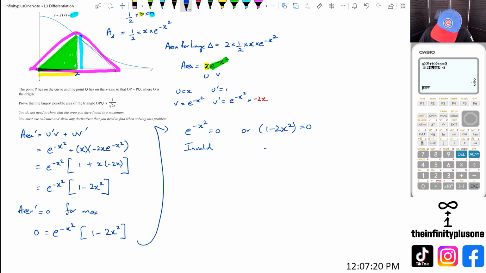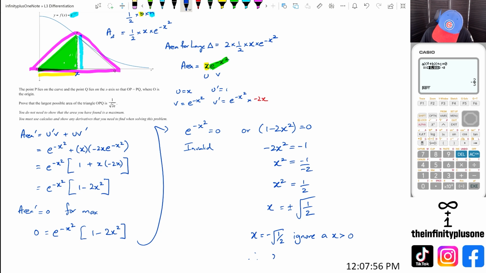And then on this side, we're going to have negative 2x squared is equal to negative 1. x squared is equal to negative 1 over negative 2, so x squared is equal to 1 over 2. x is equal to plus or minus square root of 1 over 2. Now, in this particular question, we can actually ignore when x equals negative square root of 1 over 2, ignore as x is greater than 0. Therefore, x is equal to square root of 1 over 2.